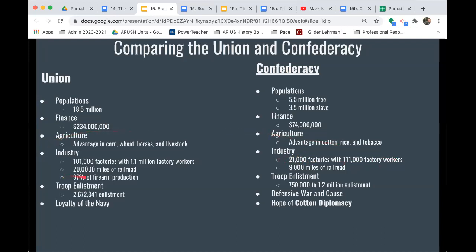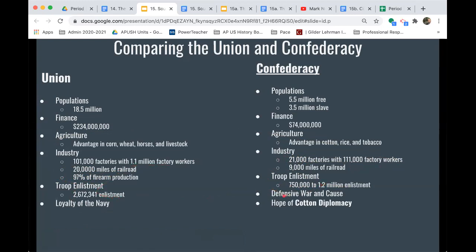The Union has double the railroad, almost 100% of the firearm production, and they have an existing army, which the Confederacy doesn't have because they're not a country yet. The U.S. has the U.S. Army and the U.S. Navy, which the Confederacy does not have. Eventually, the Confederacy will enlist about 1.2 million men, so less than half of what the Union will enlist.